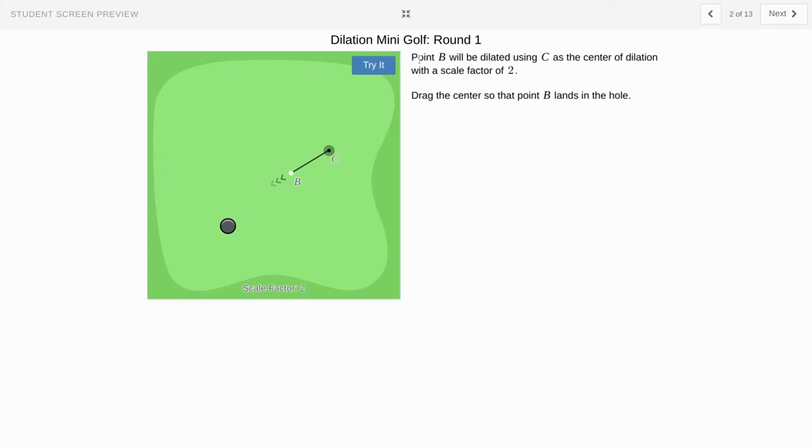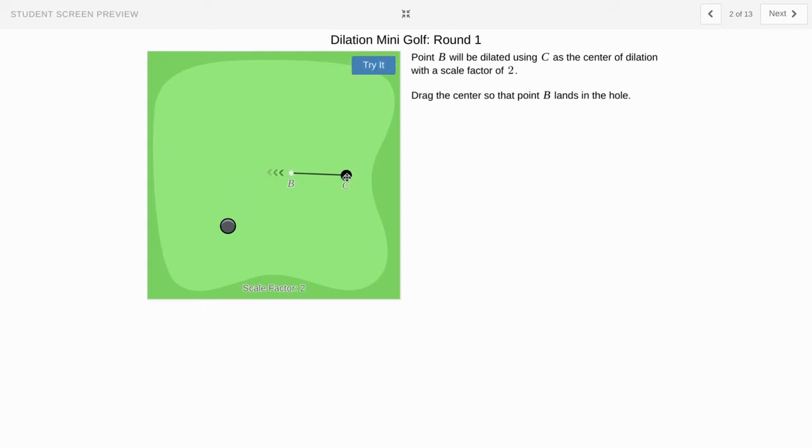So round 1, it says point B will be dilated using C. So C here is the center of dilation. That means the ball is going to go away from point C. Now, we have a scale factor of 2. So remember before, on the last page, we are going to go this distance times 2. So we're probably going to end up somewhere along here. So if I press try it, notice that I'm 2 line segments away from point C now.